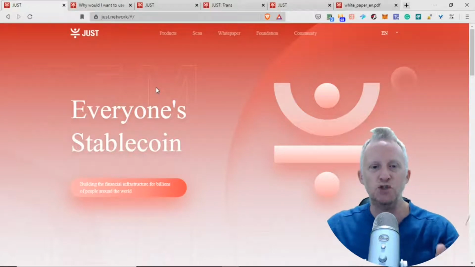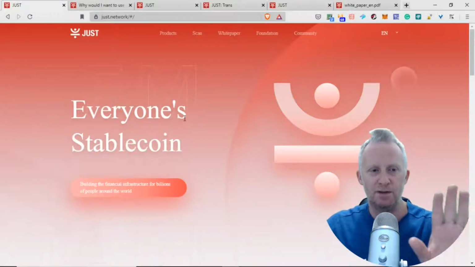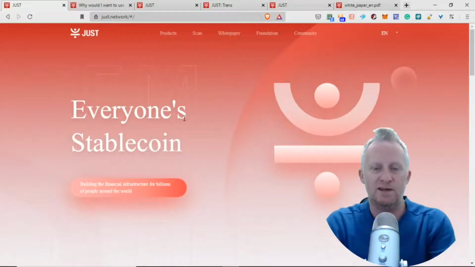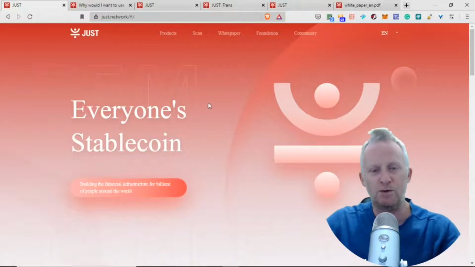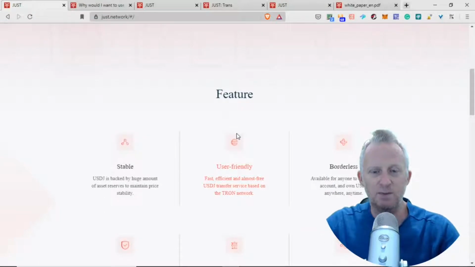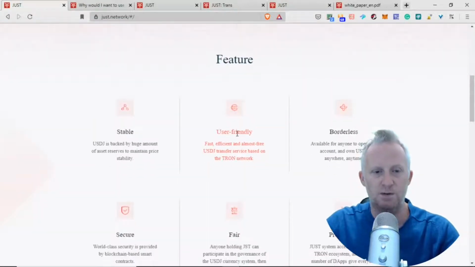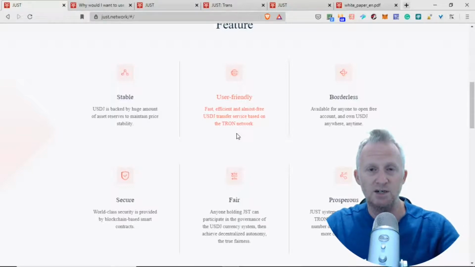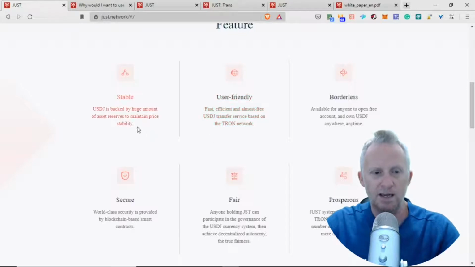So let's jump to the main section, the main interface of GUSD, everyone's stablecoin, building the financial infrastructure for billions of people around the world, my friend. The logo is pretty cool with a beautiful red. It's pretty straightforward. I love it. It's simple, seamless with the interface. Feature: it's stable. USDG. You create USDG when you create a CDP. I'm going to show you that after.